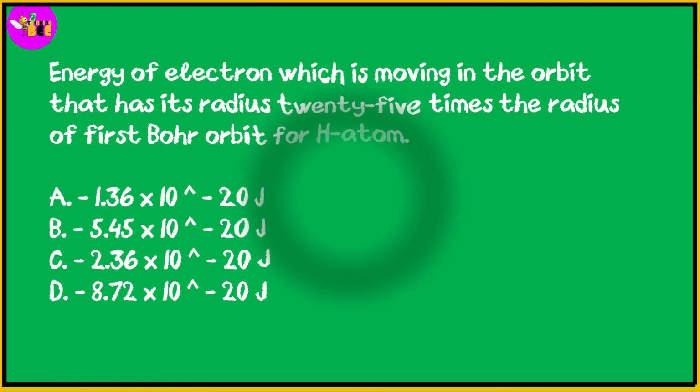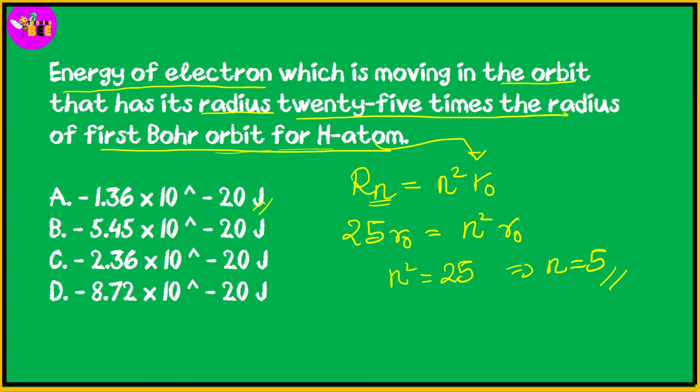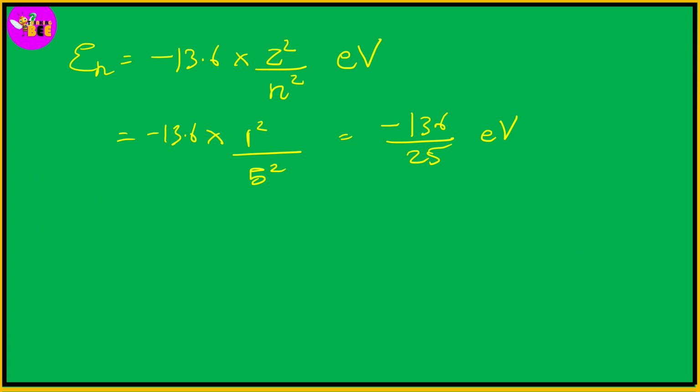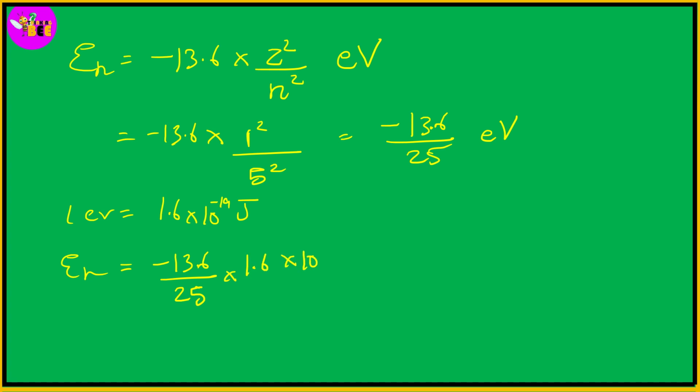But if we check the options, they are all given in joules. So I have to convert this into joules. Now 1 electron volt is equal to 1.6 into 10 to the power minus 19 joules. So minus 13.6 by 25 electron volts, the energy would be given by minus 13.6 divided by 25 into 1.6 into 10 to the power minus 19 joules. So we have converted electron volt into joules.